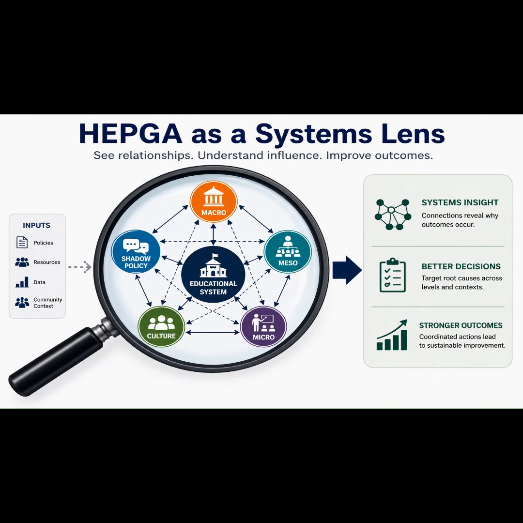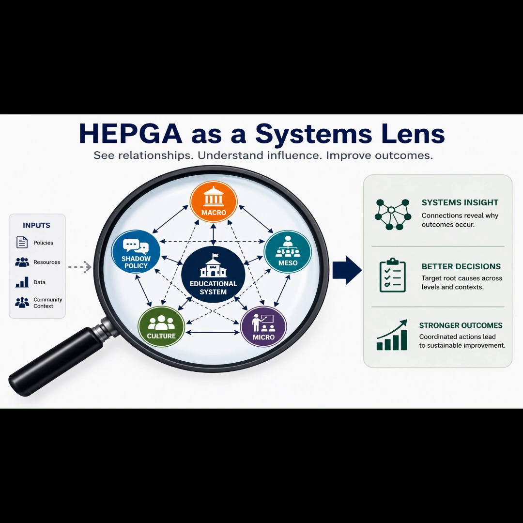Surrounding it are the 5 components of HEPGA. What is important here is not the components themselves, but the connections between them. The arrows represent influence flowing in multiple directions. Policy decisions made at the macro level influence organizational practices at the meso level and everyday experiences at the micro level. At the same time, classroom realities, community experiences, and local innovations can influence leaders, organizations, and eventually broader policy discussions.